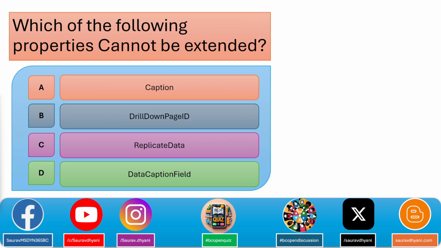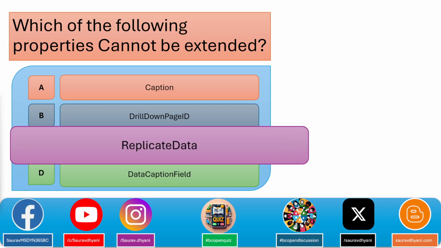Which of the following properties cannot be extended? Now, when you talk about table extension, there are certain properties that you can extend and certain properties you cannot. So, can you extend caption? Can you extend drill down page ID? Can you extend replicate data, or can you extend data caption fields? You can actually extend everything, all these properties other than replicate data, because that is defined by the extension provider, that is, whether this table will be considered for replication or not.